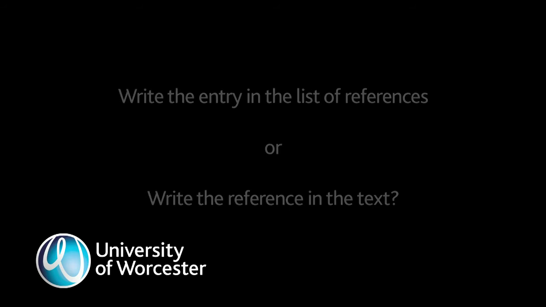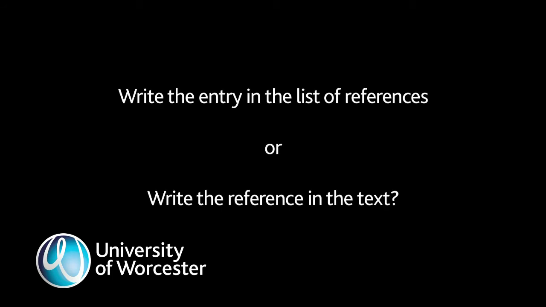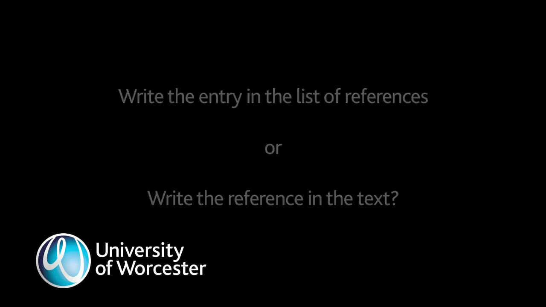If students are referencing something, what should they do first? Write its entry in the list of references or write the reference in the text? Definitely write it in the list of references at the end. The reason is that what you put in the text is based on the entry in the list of references at the end, so you need to get the entry in the list of references right first, and then doing the bit in the text will be easy later on.